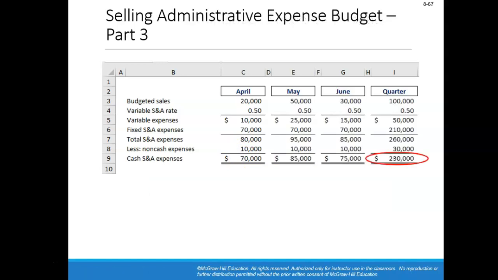administrative expenses. We'll do the same thing for the months of May and June to get the total of those expenses, less the depreciation, to get the amount of cash. So in total, we expect to spend $230,000 for the second quarter on selling and administrative expenses. This is another schedule that is part of our overall master budget, our selling and administrative expense budget.